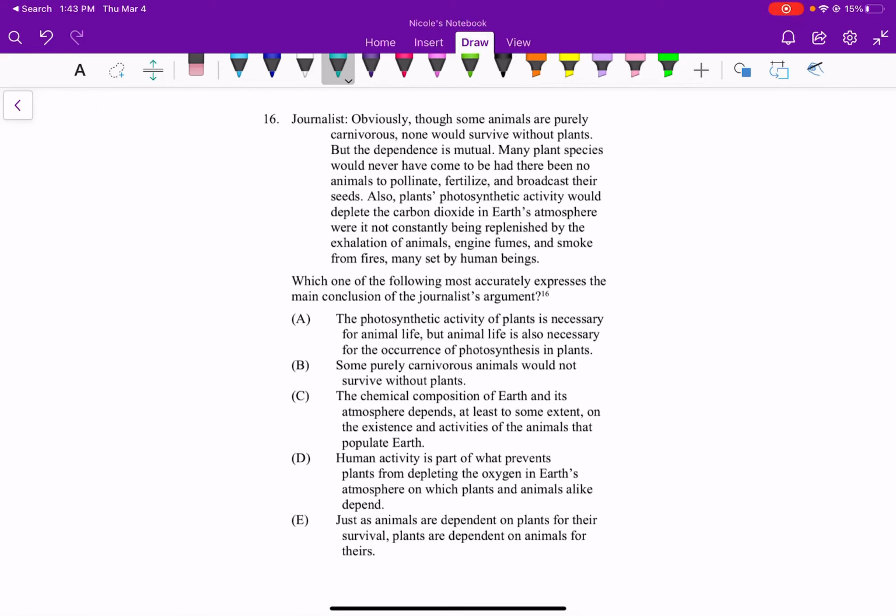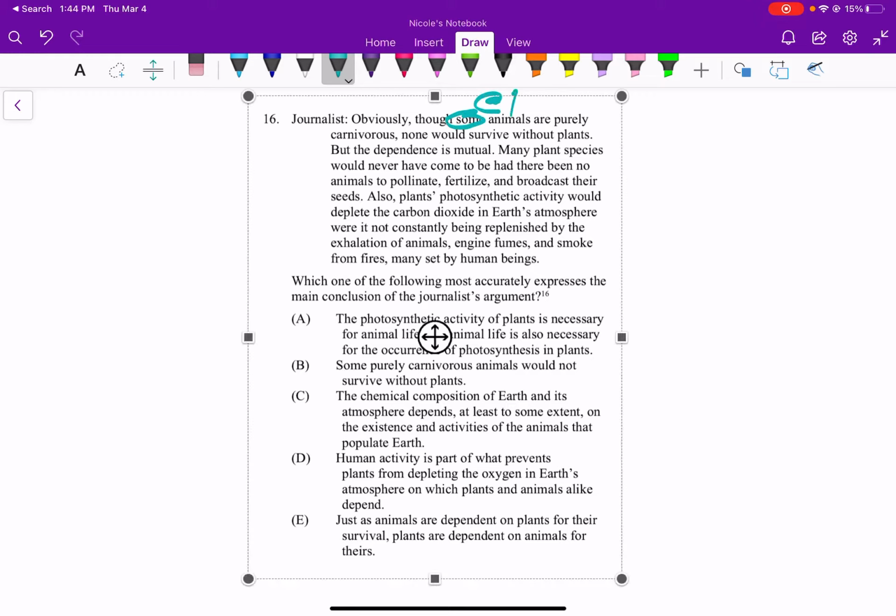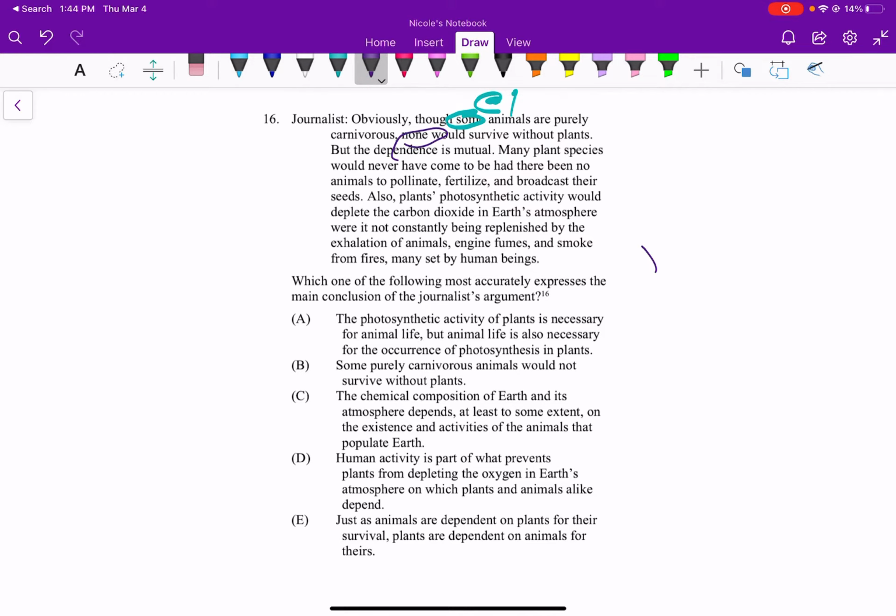All right, number 16, journalist. Obviously, though some, and what does some mean? At least one. So obviously, though, at least one animal are purely carnivorous. None would survive without plants. Okay, so what is none here referring to? Animals, right? So we're saying, hey, at least one animals are purely carnivores.